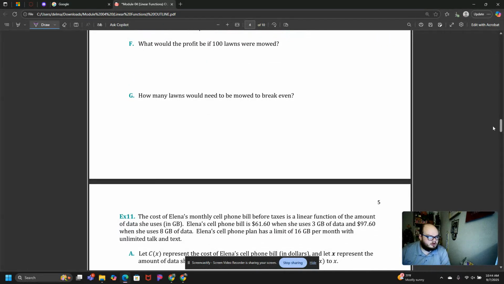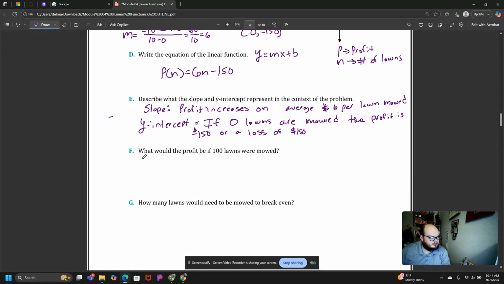Okay. What would be the profit if 100 lawns were mowed? P of 100 equals 6 times 100 minus 150. 6 times 100 is 600, minus 150. So P of 100 equals 450. So they'd make a profit of 450.